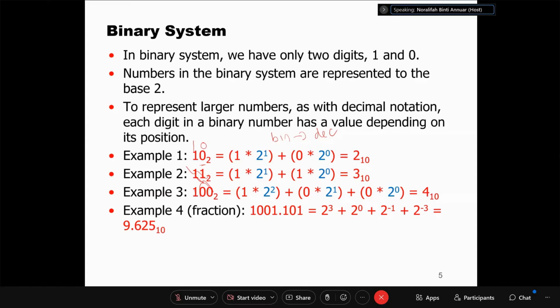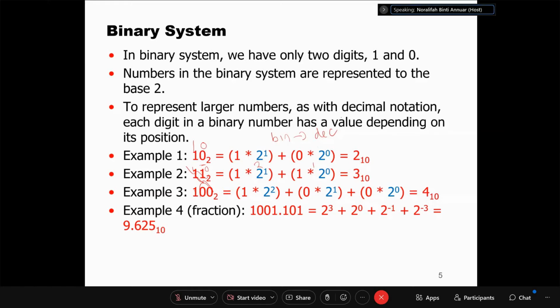Okay, now example number 2, 11 base 2. Put the same thing. Note its position. Identify its position, 0, 1. So 1 multiplied by 2 to the power of its position 1. Then 1 multiplied by 2 to the power of its position 0. So bila dapat 1 kali 2, 2. Plus anything that multiplied by 2 to the power of 0 is 1. So you add up, so you get 3 in decimal.